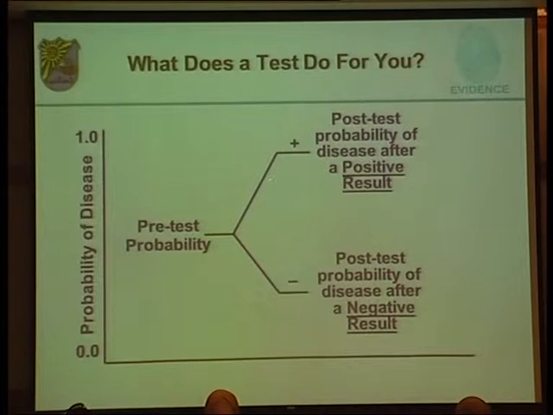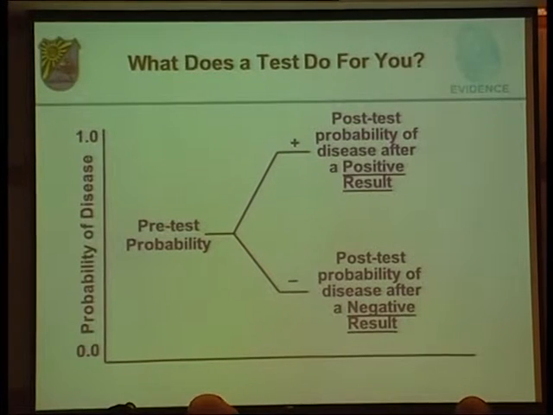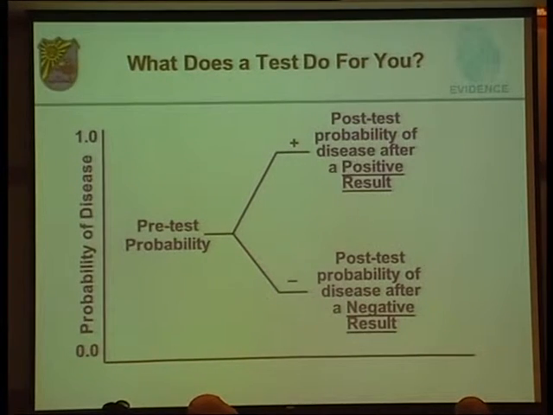Now, if the test is positive, if it's a good test, you're going to get a boost in the probability of disease, right? And if it's a good test, it'll go up by a lot. And then if you have a negative test, the probability is going to be pushed down. Okay? So what is this number up here? This is the positive predictive value. It's the post-test probability of disease after a positive result.